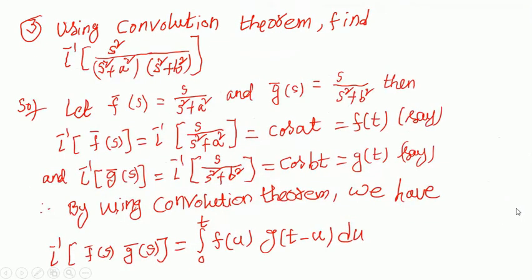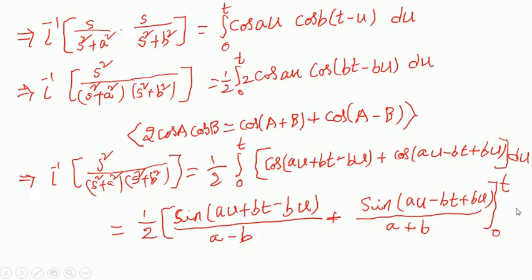First, substitute the upper limit. What is the upper limit here? The upper limit is t. In the place of u, you can substitute the upper limit t. Then what happens here? See that au becomes at plus bt minus bt. bt is cancelled. Then what will we get? Sine at. Here also at minus bt plus bt, bt is cancelled. Then you can get sine at.